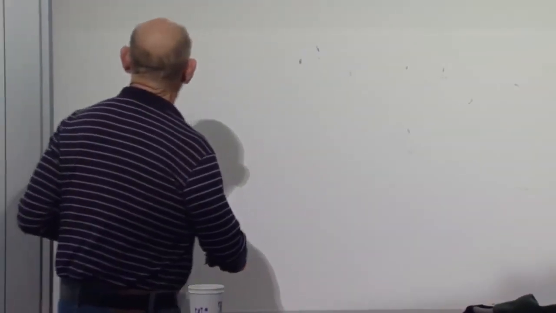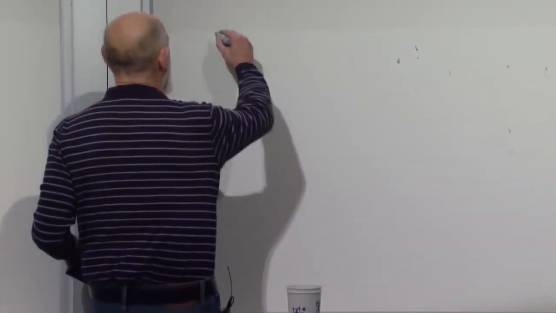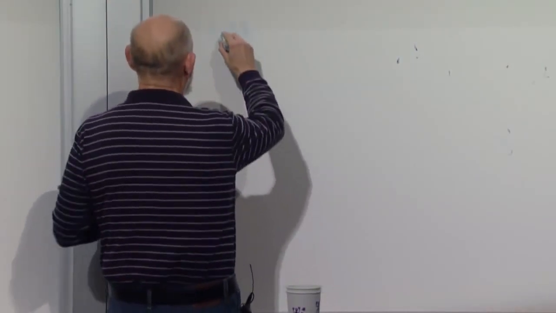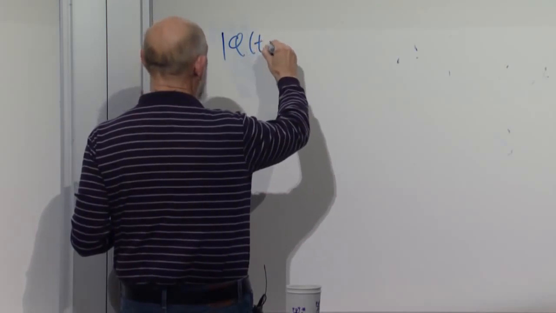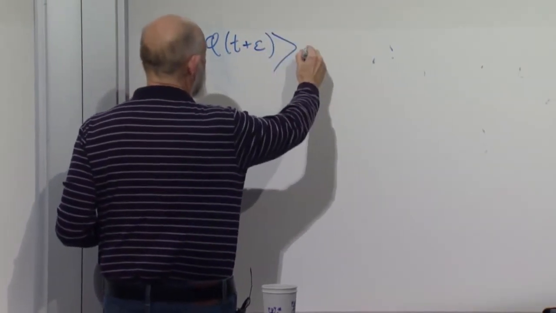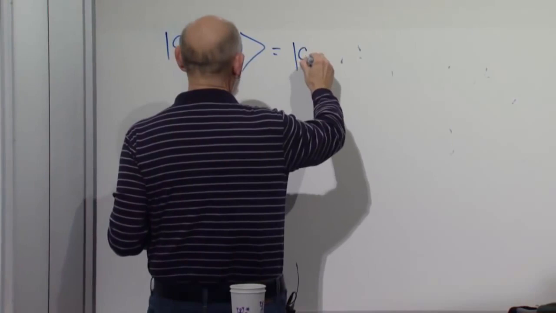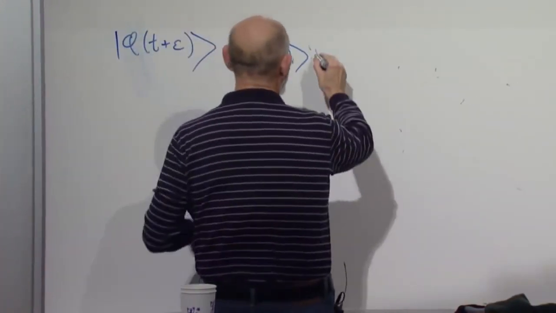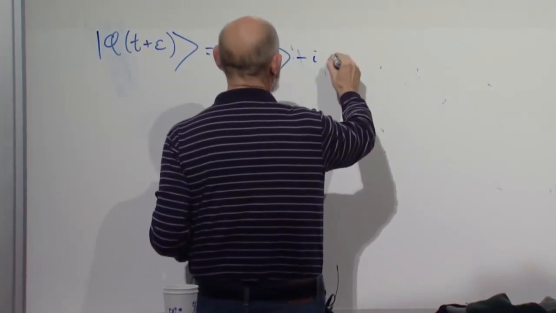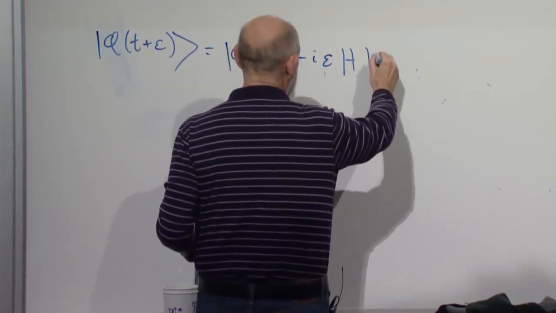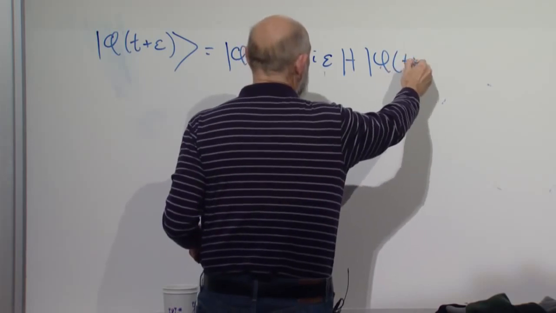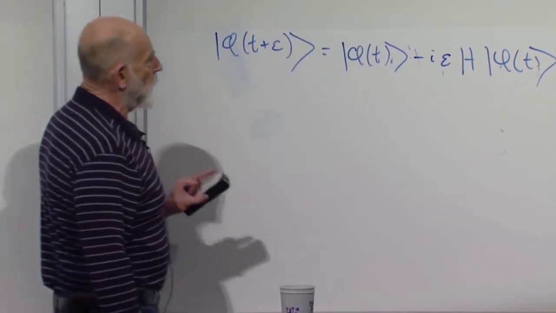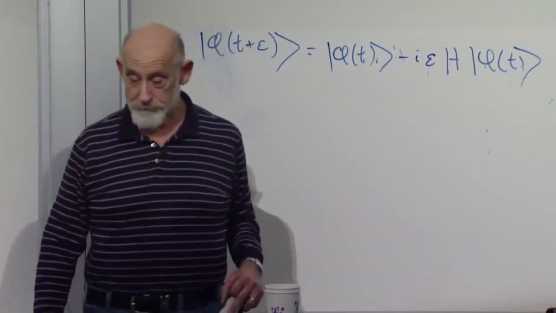When I wrote that, psi, the state vector, phi of t plus epsilon is equal to phi of t minus i epsilon H over h bar times phi of t. This, of course, was an approximation. It was an approximation to leading first order in small quantities, namely epsilon.